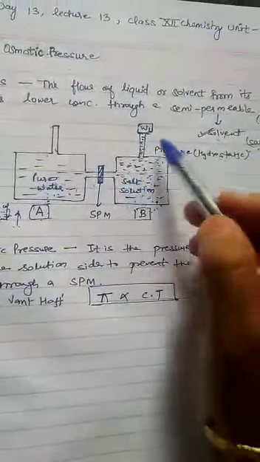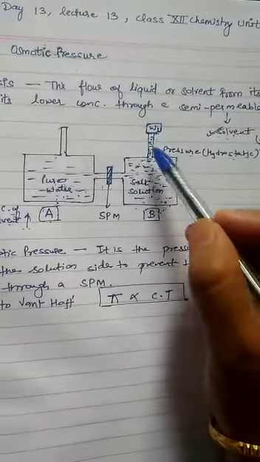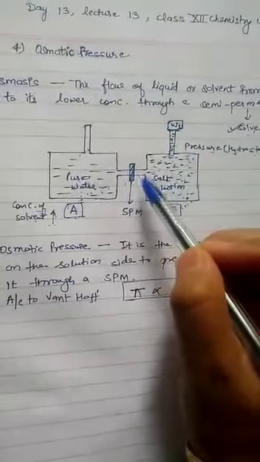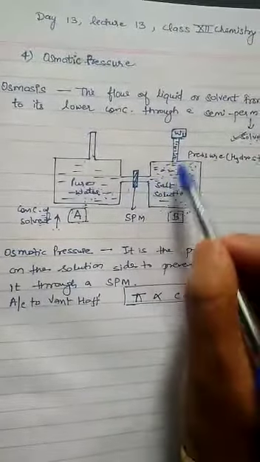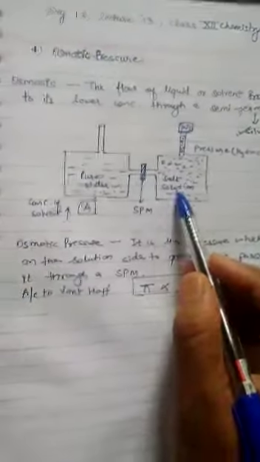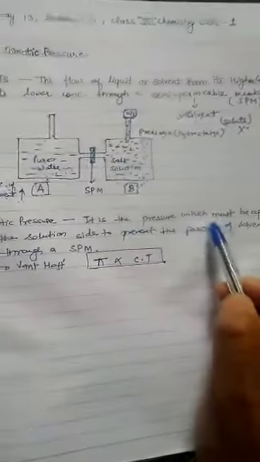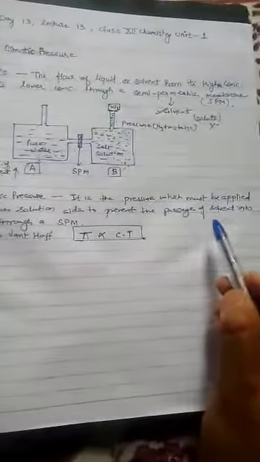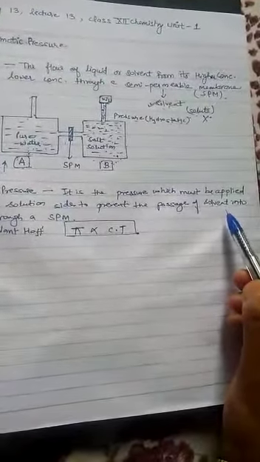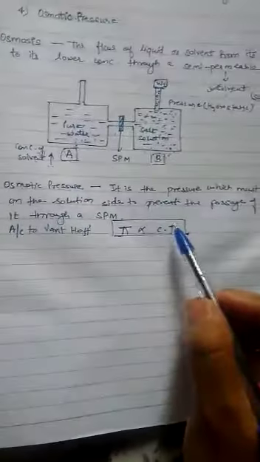Now when we put some weight over container B, then this process, the backflow of water molecules, can be stopped. So at this time we can define the osmotic pressure: it is the pressure which must be applied to the solution side to prevent the passage of solvent into it through a semi-permeable membrane.